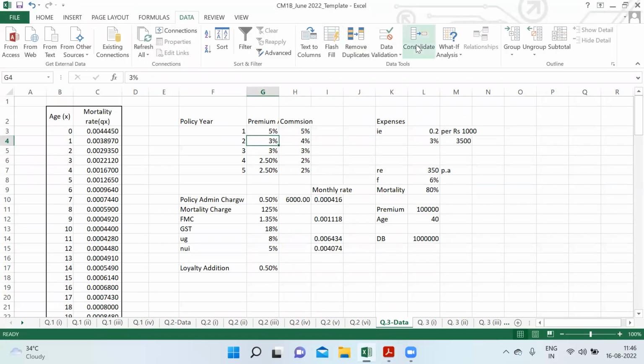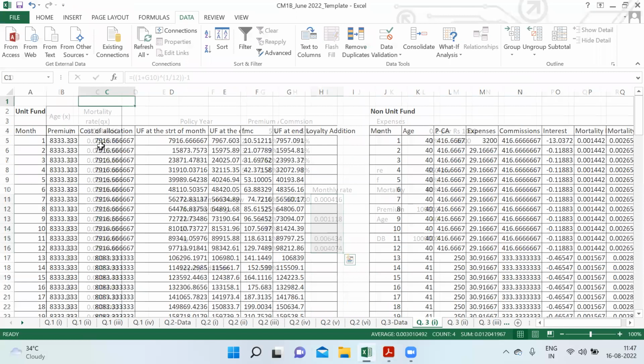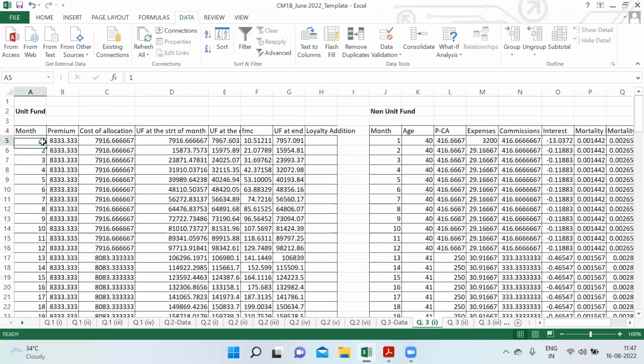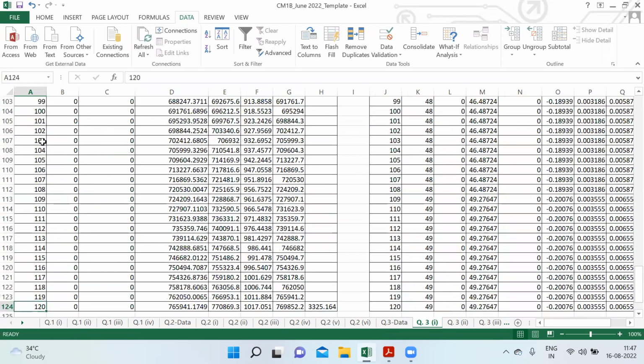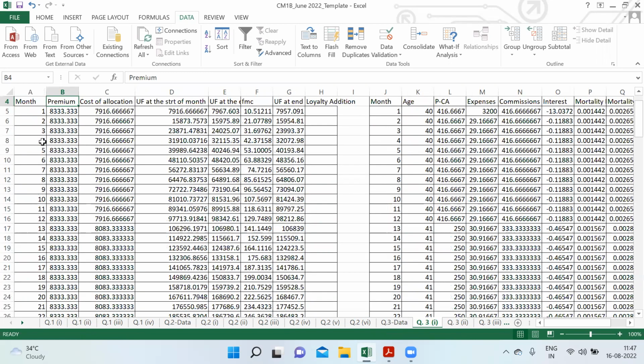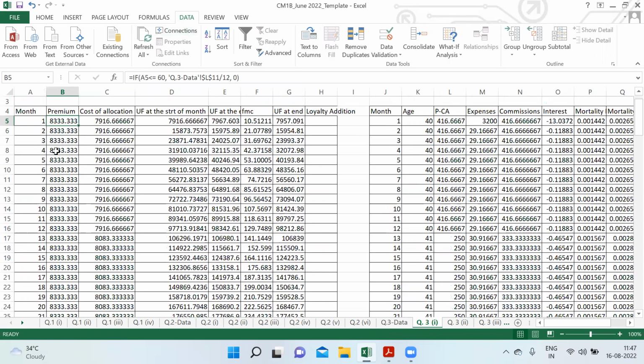So here we have written all the assumptions. We have calculated the monthly rates for each of the charges because we have been told to do a monthly projection, so we need monthly rates. Then we have the unit fund month. Premium is payable for a term of 5 years only, but the unit fund will be kept since the policy term is 10 years. Premium is nothing but the value divided by 12, only for the first 5 years. The allocation cost is 5%, so 95% of this 8333 will come over here.